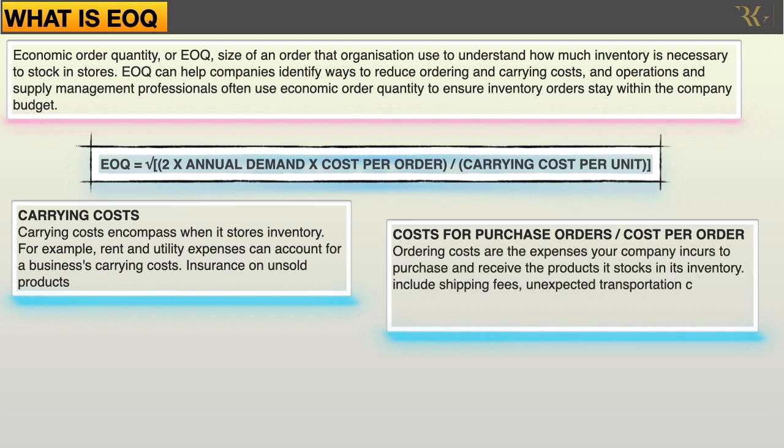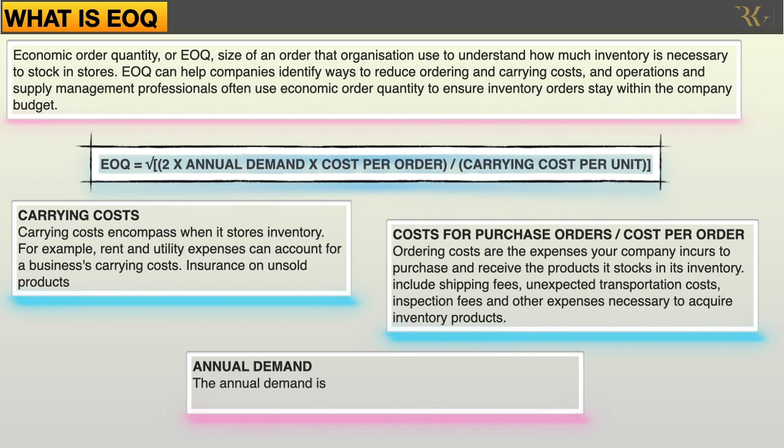Cost for purchase order, or cost per order. We also say ordering cost. Ordering cost is the expense your company incurs to purchase and receive the product in its stock or in the store, including shipping fees, unexpected transportation cost, inspection fees and other expenses necessary to acquire the inventory products. Now annual demand is the total demand of a part or item that is to be stocked in the store. The annual demand is in metric, meaning in measurable quantity.